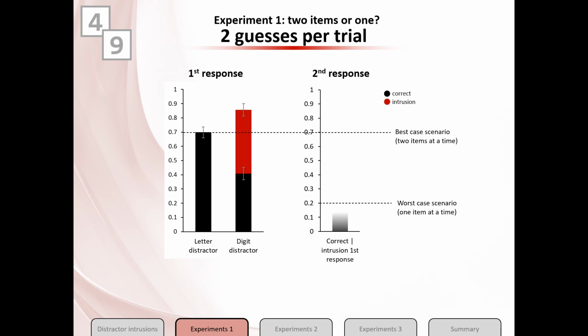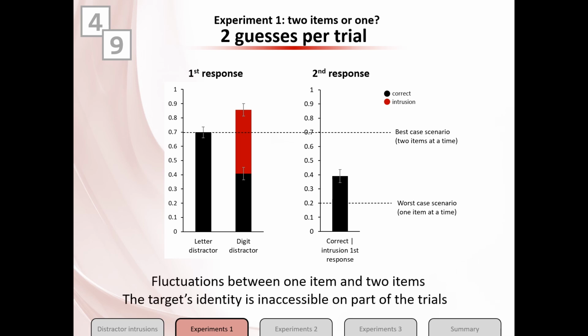What do you think happened? Well, it was in between. Higher than chance, but far lower than the best case scenario. That means that we fluctuate between one item and two items, and also suggests that the competition between the target and distractor reduces the likelihood that the target will be encoded.